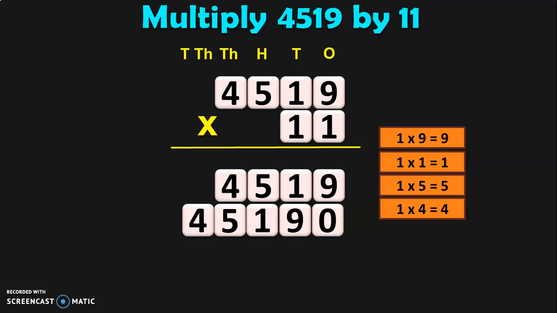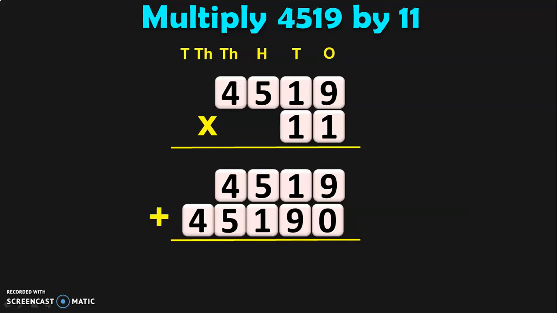So did you understand what we did now? 4519 into 1 is 4519, which is the first product. The second product that you have got is 4519 into 10, which is nothing but 45,190. The next, third step that we are going to do is add these two products.